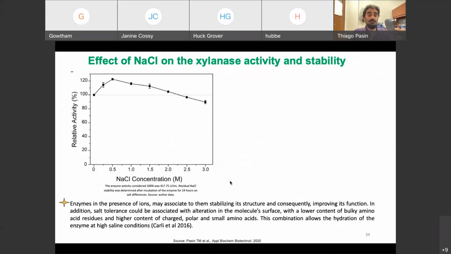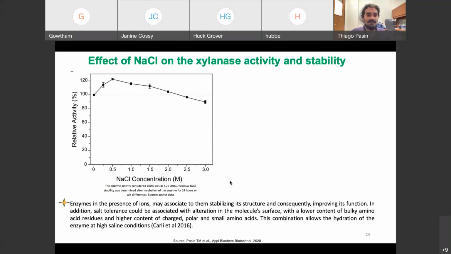And then we started to evaluate the effect of sodium chloride on the xylanase activity and stability. As we can see here, with the concentration ranging from 0 to 3 molar, we left the enzyme in the presence of sodium chloride for 24 hours, and then we evaluated the activity. Here we have in 100 the standard reaction with no sodium chloride. Okay, so we have 100% of relative activity, and then with sodium chloride in black.